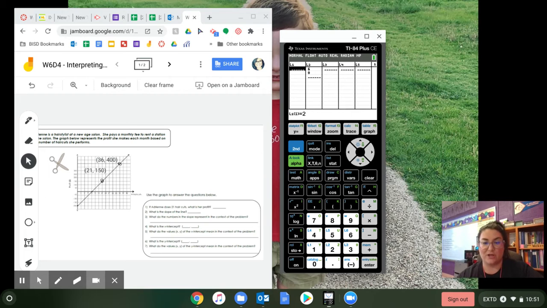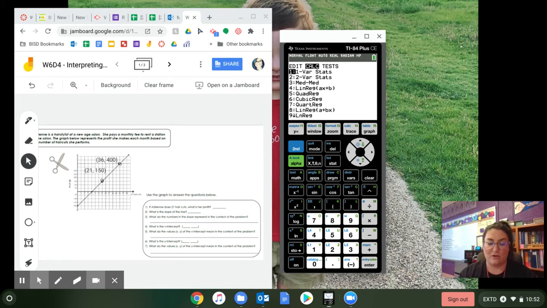So my first point is 21, 150, and see I'm just typing in right here, and I'm going to hit enter, and see it just types over that old number. My next point is 36 over to 400. Then I'm going to go to Stat, Calc, 4, enter, and my slope is 16.67, if I was rounding it for money, it would be 67 cents.